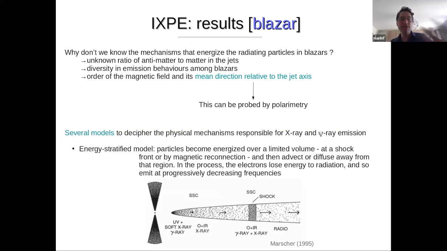You have another model, which is the energy stratified model, where the particles become energized over a limited volume at a sharp front or by magnetic reconnection. We don't know, maybe one of the two. And then they advect or diffuse away from that region. So basically the electrons lose energy to radiation and they emit at progressively decreasing frequencies. So you would expect the X-ray and optical and infrared emission not to be spatially collocated, but likely to be slightly separated with respect to the radial distance to the supermassive black hole.